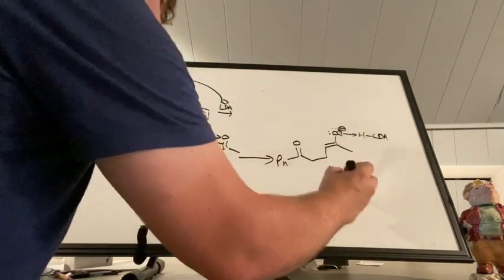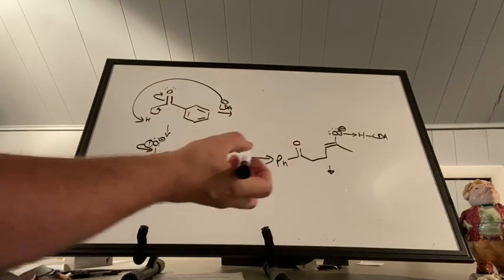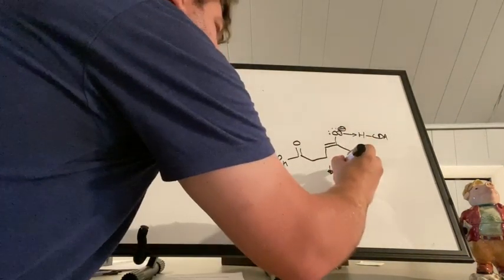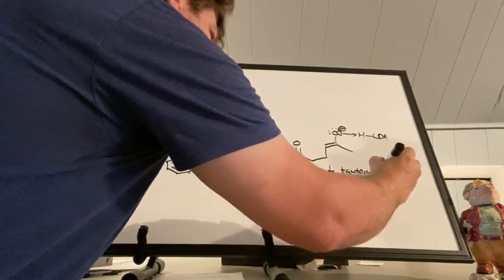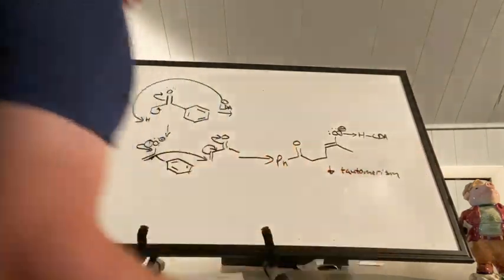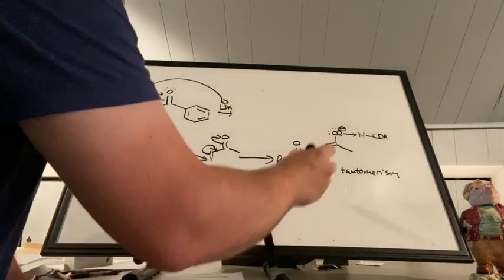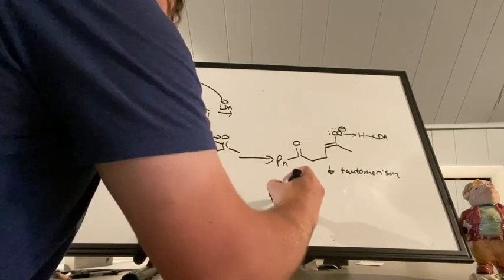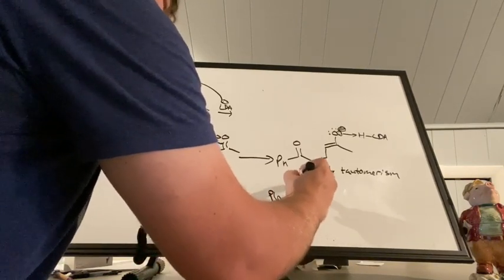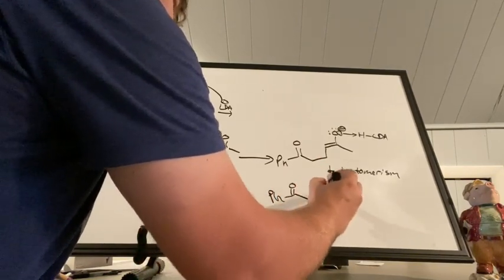Very little of it anyway. And it's going to revert to a ketone, right? Because it's going to form an enol, but it's going to revert back to a ketone, or the keto form, because that's going to be the most stable.